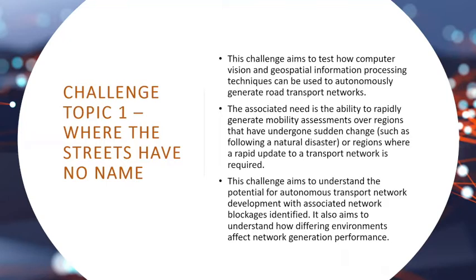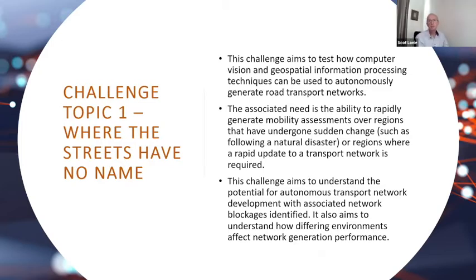Number two is to understand how the differences between urban and rural environments affect said network generation performance. So in most instances, urban environments have clearly defined networks, whereas rural environments often have differing road qualities and tree cover, which can hinder road visibility. That's all I have for challenge one. If there are any questions, please feel free to pass them through the QA function.